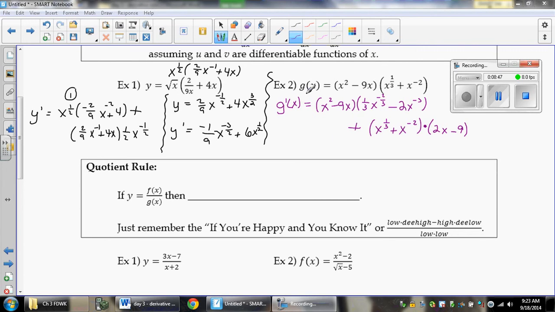Welcome back. So look, magic. First times the derivative of the second. Make sure when you bring down that 1/3, 1/3 minus 1 is negative 2/3. And then negative 2 brought down becomes a negative 3. And then the second times the derivative of the first is right here.